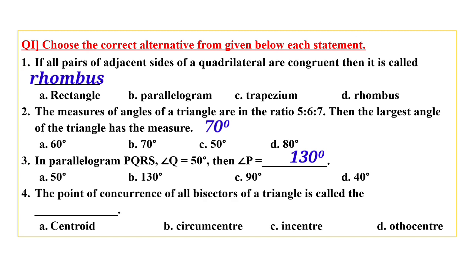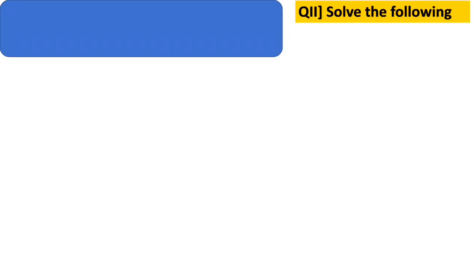Now the fourth one: the point of concurrence of all the bisectors of a triangle is called the dash. So student, while making the bisectors of a triangle, the point of concurrence is what we call the circumcenter. Now children, question number 2, solve the following.